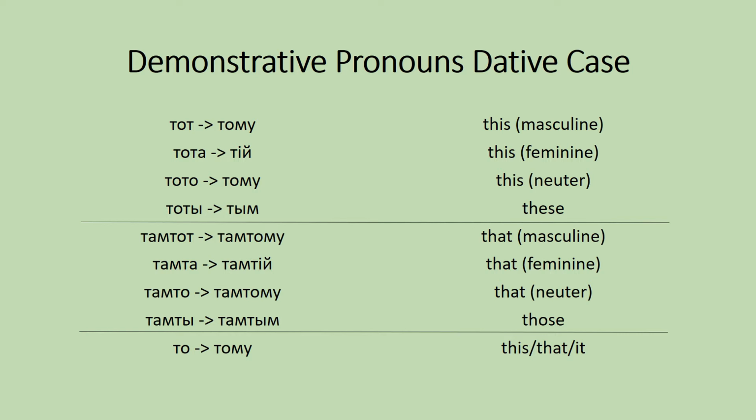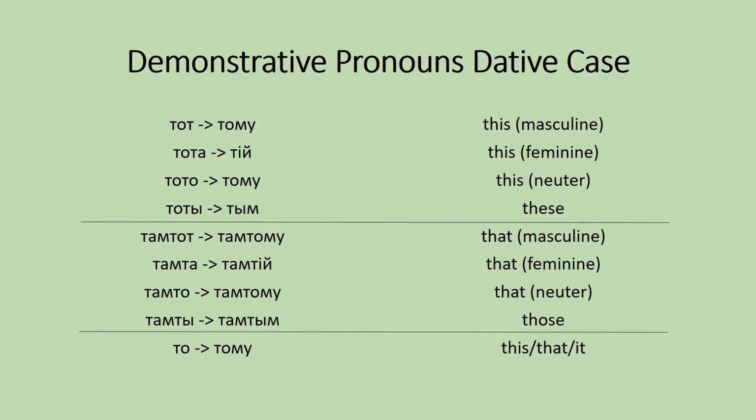Tot, meaning this for masculine nouns, becomes tomo. Tota, meaning this for feminine nouns, becomes te. Toto, meaning this for neuter nouns, becomes tomo. Tota, meaning these, becomes tum.